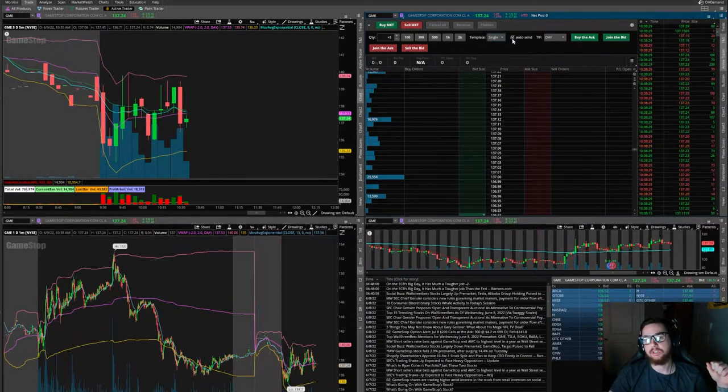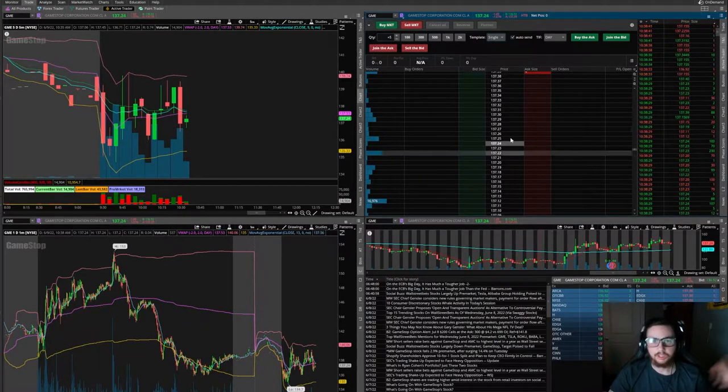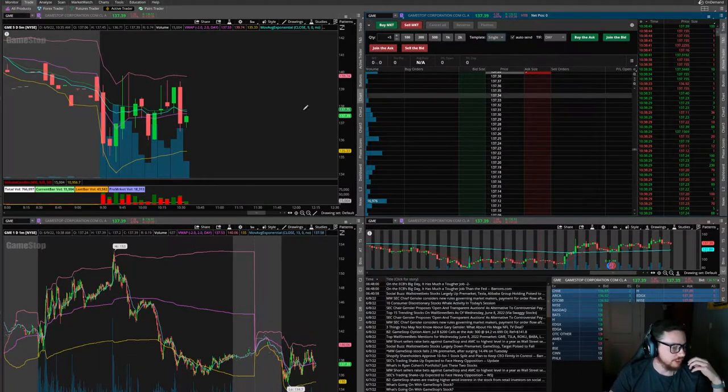This is very important. If you don't have this on, you want this on, especially for the way that we trade. Trading high momentum gappers, they move very quickly. You want this auto send on. That way, when you put an order in, it's not going to pop this box up down here and say, are you sure you want to do this? So definitely have that auto send check there.